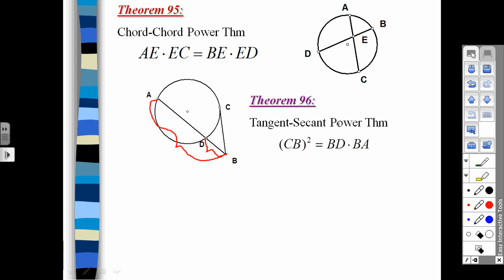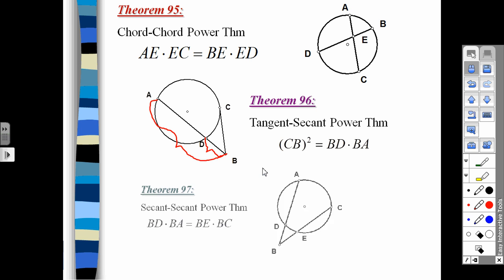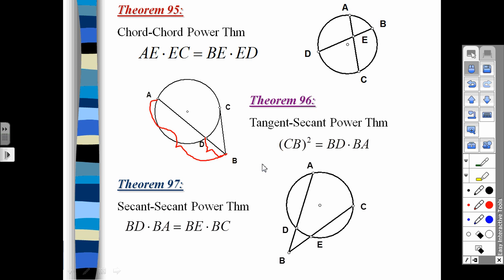Okay, this hopefully should seem kind of familiar. This kind of is reminiscent of your altitude on hypotenuse theorem, right? If we had drawn in CA and drawn in the altitude down to AB, then this would be like the altitude on hypotenuse theorem. Okay, the last one is the secant power theorem.